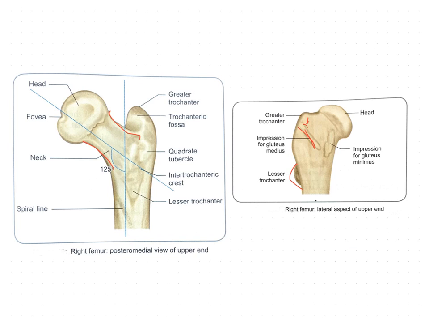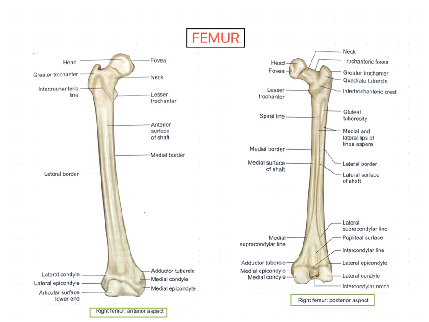Again, on the posterior aspect we can find this quadrate tubercle. Yes, this is the quadrate tubercle. Normally this quadrate tubercle gives attachment to one muscle. Now we will move on to the shaft of the femur.